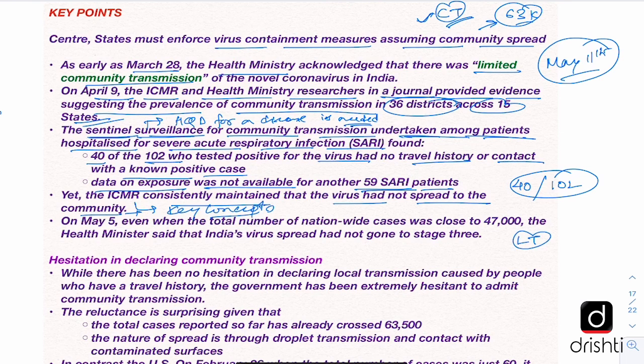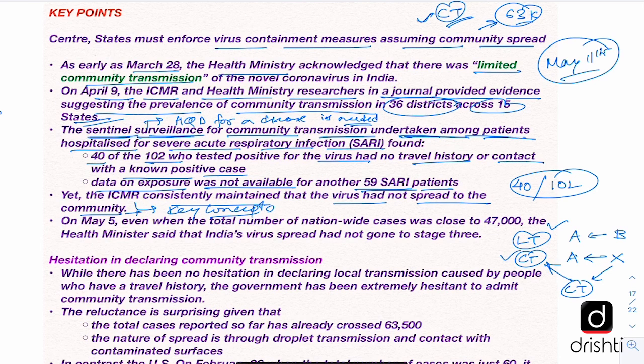But for now, we should know what is the difference between local transmission and community transmission. So if A is infected and we know for sure that B has infected A, in that case, it is a case of local transmission. And when A is infected, but we do not know exactly who has infected A, then we say someone in the community must have infected A. And in this case, we say that it is a case of community transmission.